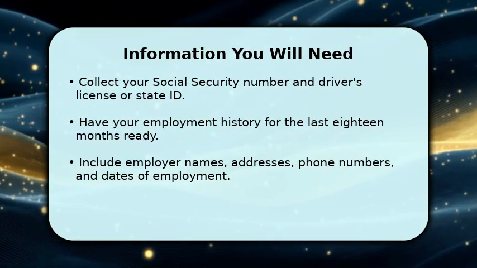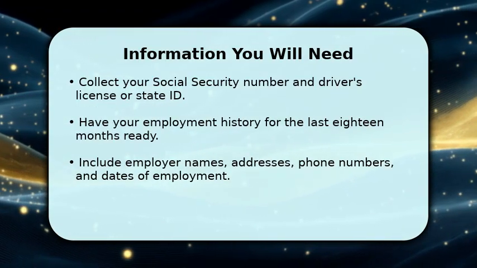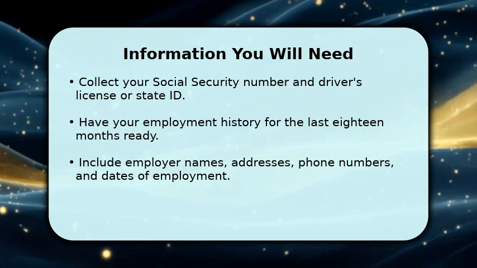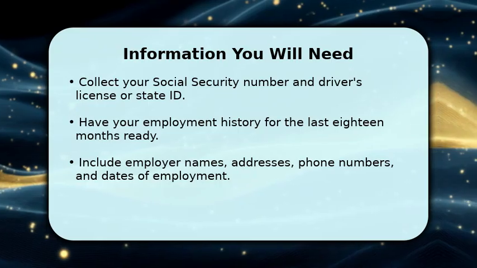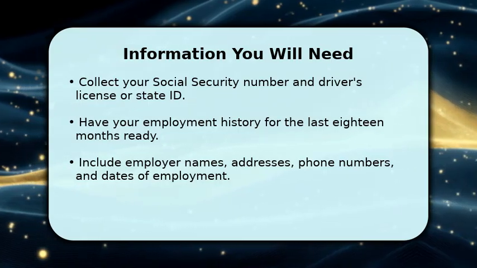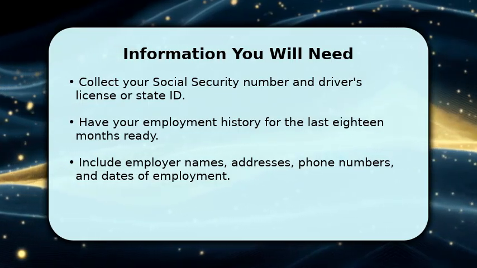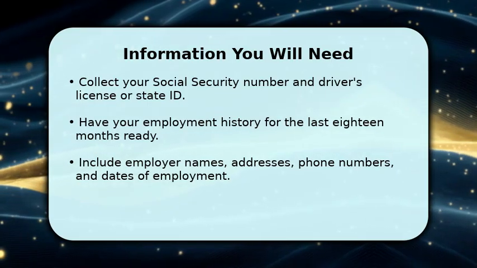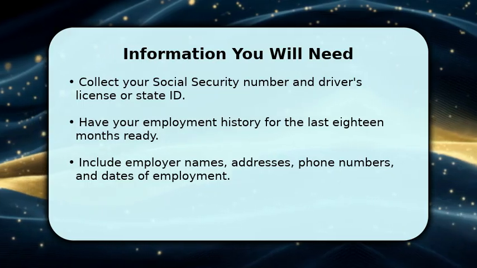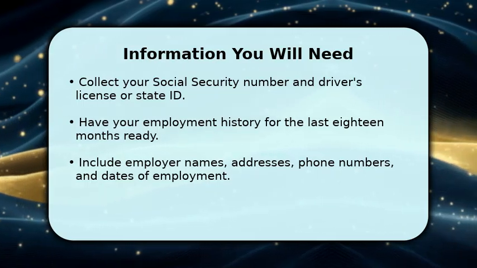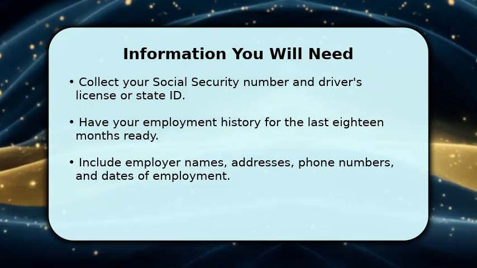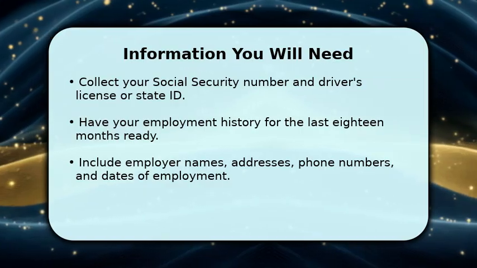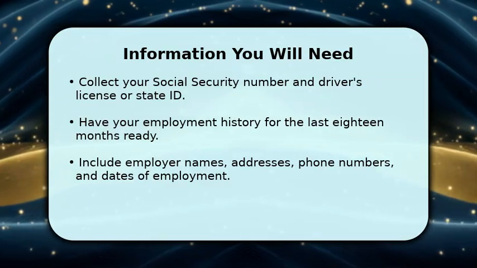Before you begin the online application, gather all necessary documents. You will need your social security number, driver's license or state ID, and your complete employment history for the past 18 months. This includes employer names, addresses, phone numbers, and exact dates of employment. Also, have your wage information and the reason for separation from each job readily available. Having these details prepared will streamline your application.